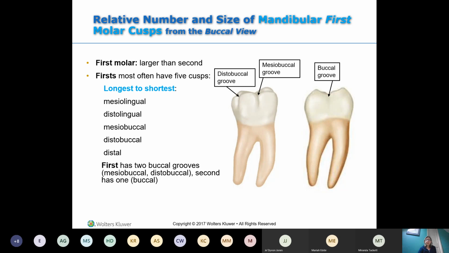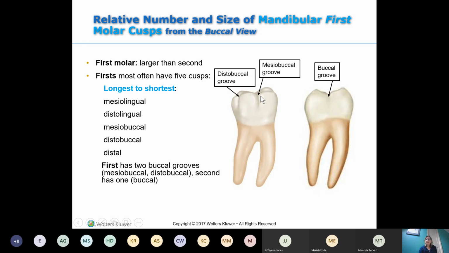If you look at these pictures, there are grooves that separate the cusps. When we talked about that throughout our course here so far, the cusps are like the mountains and you've got the valley in between. If you didn't have a groove in the middle, it would be like just one big mountain. So the grooves separate the cusps.